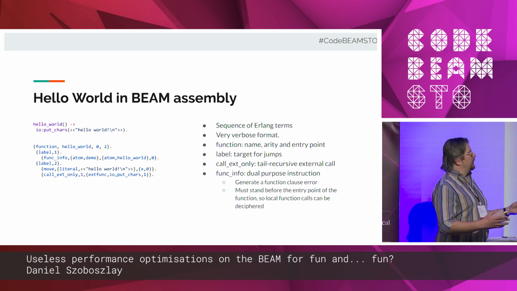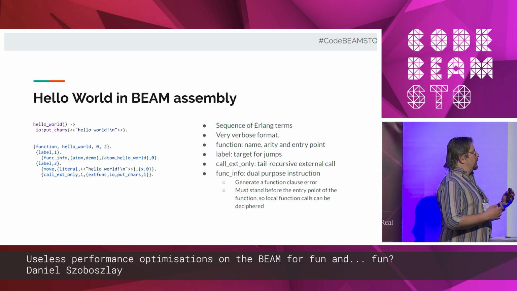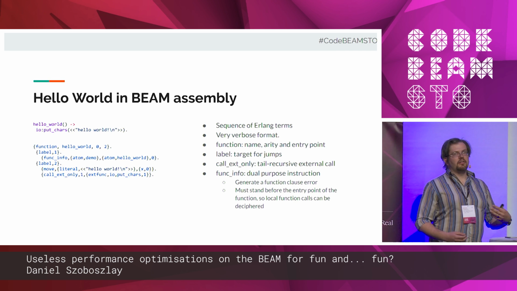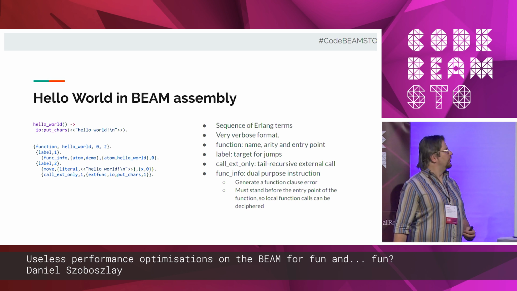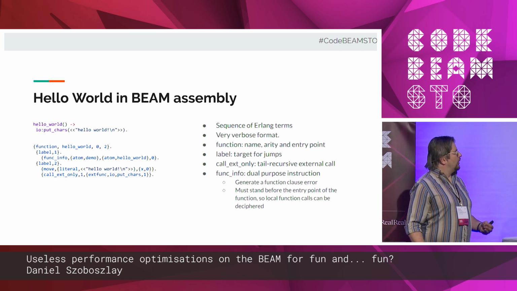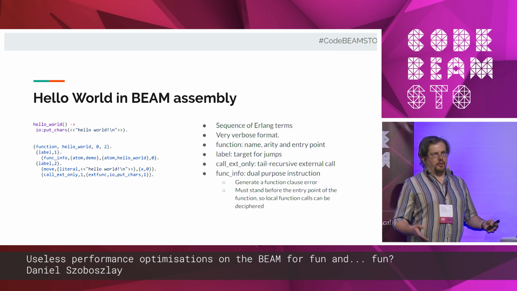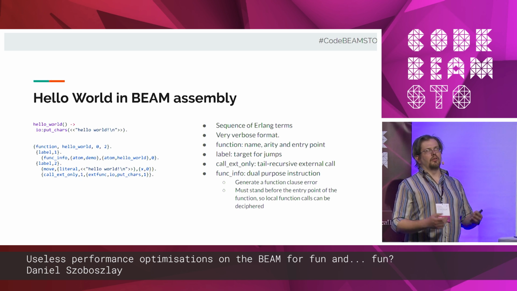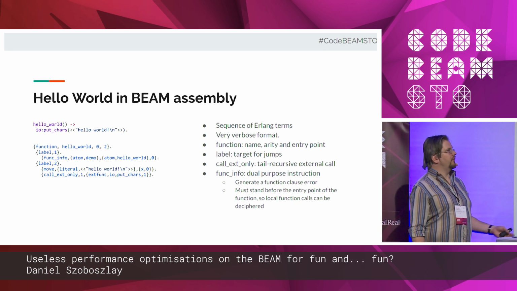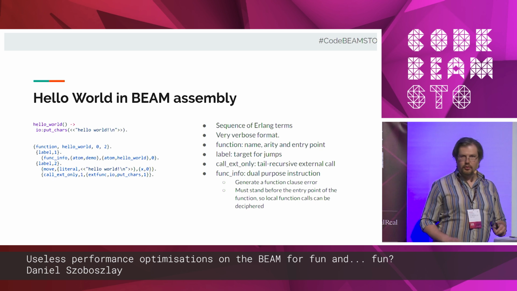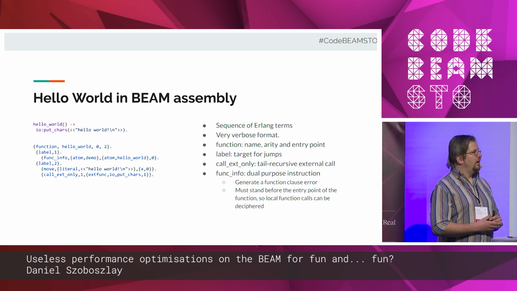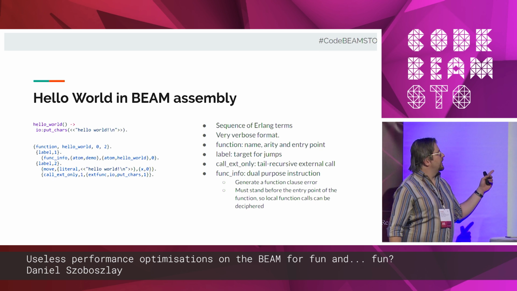We move the value we want to print into x0 and then do call_ext_only, which is a tail recursive external function call to io:put_1. Remember the call conventions. The one and only argument needs to be in x0, and this is exactly what we did in the previous step. It couldn't really be simpler than this. Except we also have this label 1 and this func_info.